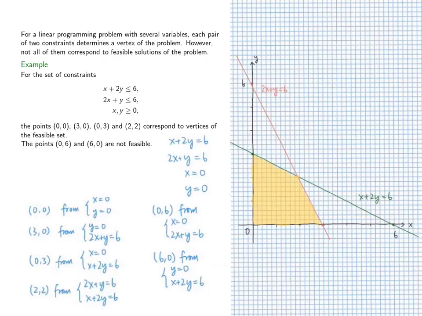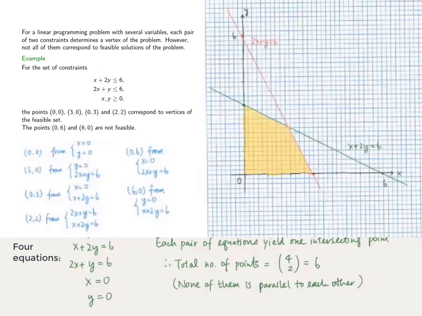For example, if we are given this linear programming problem with two variables, we get four equations, each associated to one constraint. Let's ignore the graph for the moment. By picking any two equations from these four equations and solve them simultaneously, we get all vertices. Here, altogether we have 6 vertices.